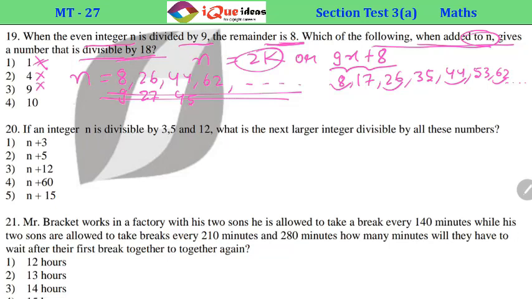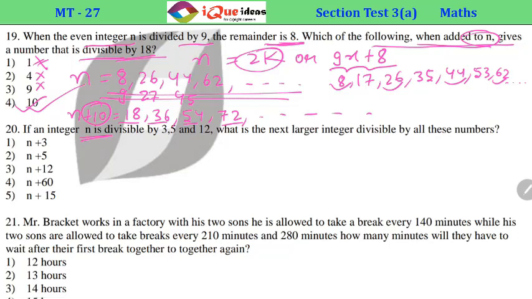If I add 10, what happens? n plus 10 will be 8 plus 10, 18, 26 plus 10, 36, 44 plus 10, 54, fantastic, 62 plus 10, 72. If you look at this closely, all of them become divisible by 18. That means we have to add 10. So the answer to this question is the fourth option. So this was a good tricky question. Now let's take up the next question.